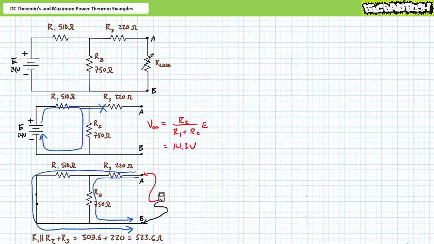Solving for RTH also necessitates the removal of the load resistor. Additionally, one must remove the source or sources from consideration. One removes a voltage source by replacing it with a short. One removes a current source by replacing it with an open. Finally, one determines the resistance of this modified circuit at the terminals of interest.